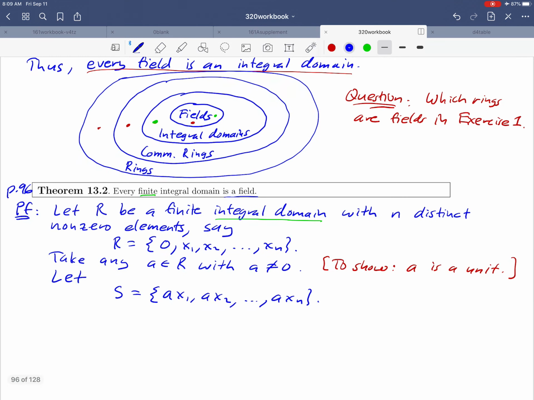Now we'd like to gather as much information as we can about this set. The first thing we notice is that we assumed R was an integral domain, so it can't have any zero divisors. Since R has no zero divisors, every element in the set S has to be non-zero, because a is not zero, and all of the xi's are not zero as well, so none of the products a times xi can be zero. So S contains only non-zero elements of R.